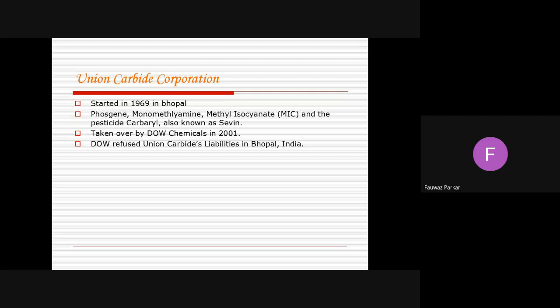Dow refused Union Carbide's liabilities in Bhopal, because the accident which happened in 1984 was in the time of Union Carbide. Now Dow Chemicals has taken over, so it says it is not liable for the accident, and hence it is not giving compensation.